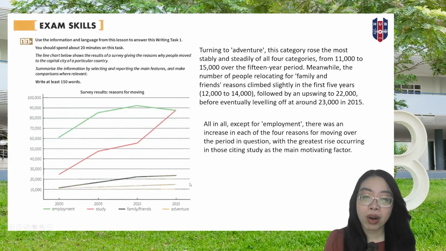Finally, it will talk about the overview, right? The overview is like the conclusion. So it says that except for employment, there will be an increase. Actually, for employment, it's also an increase, but it has a little bit of a downturn here. So yes, you can use this to emphasize that point. And also it says the greatest rise occurred in those citing the study as the main motivating factor. This one, right? So this is a very good sample, and it will earn a very good score. So I hope that you can do just as well.